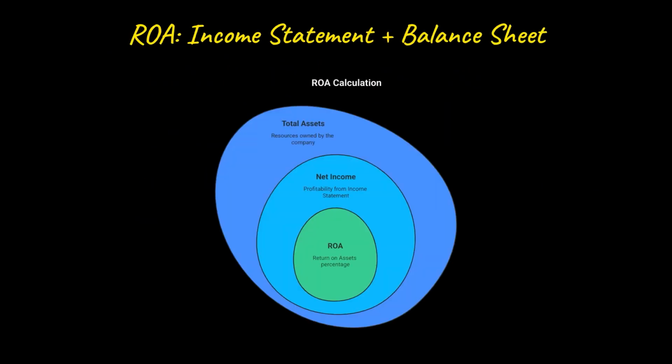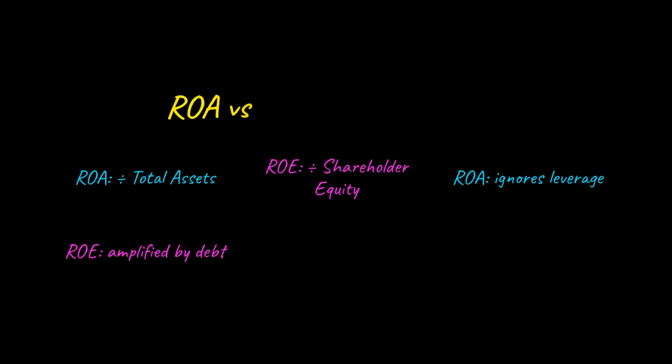ROA draws from two different financial statements. Net income comes from the income statement and total assets come from the balance sheet. Together they produce a single percentage that captures how productively the firm deploys its resources.